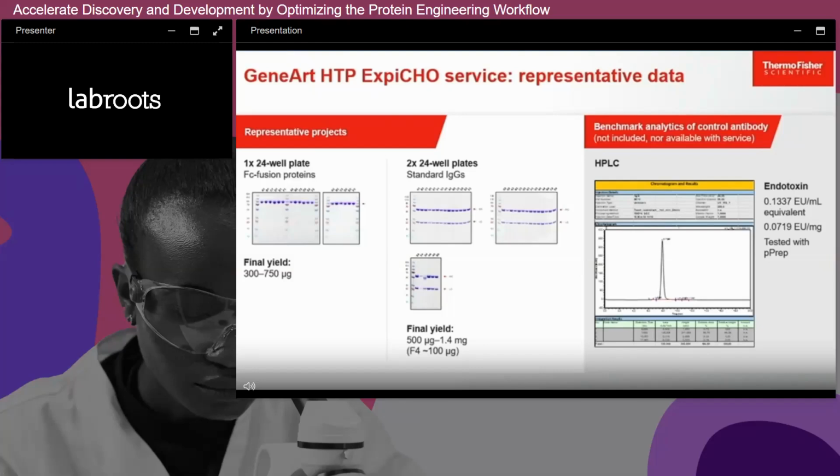HPLC analysis is not included in this service, but we put it there as a reference to show you that the antibodies are highly pure and have a high percentage of monomeric state, which is important to many customers. Also, we did some analysis of the endotoxin level, and we see that this is acceptable for many customers because it's below 0.1 per milligram of protein.